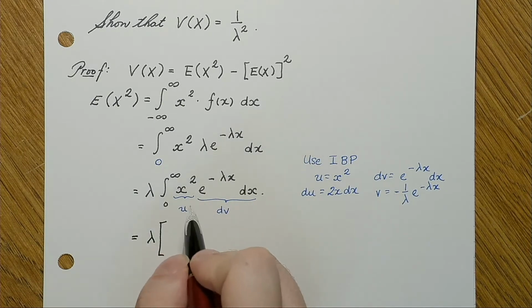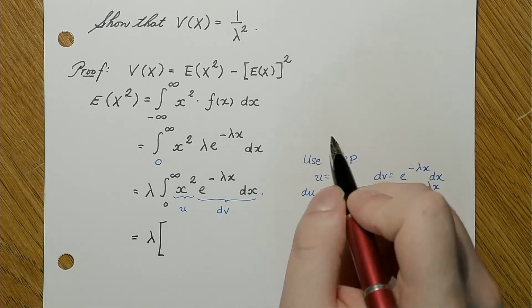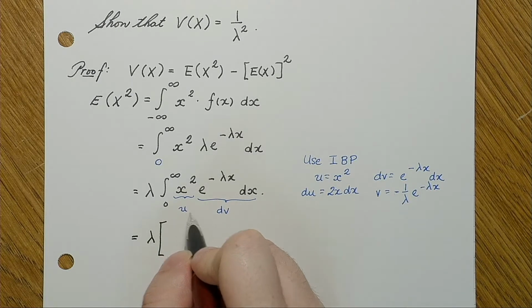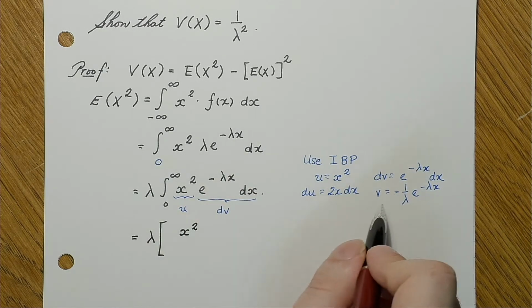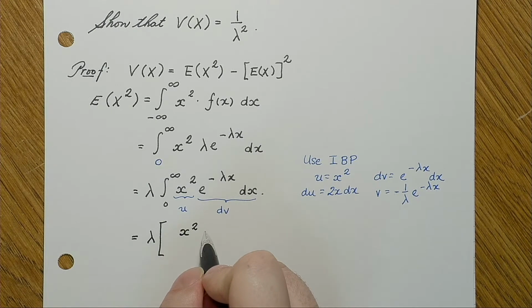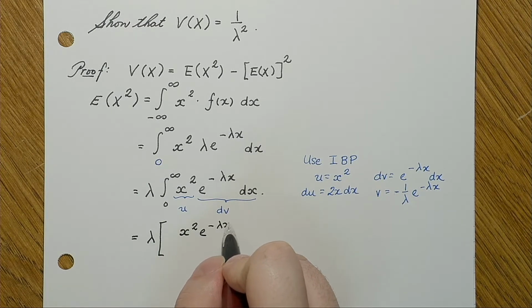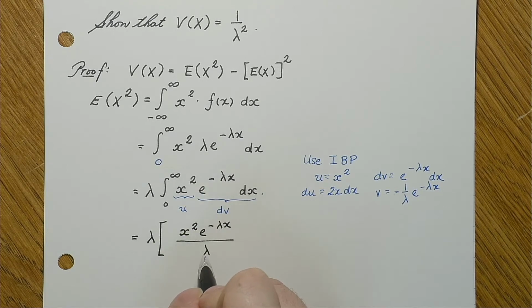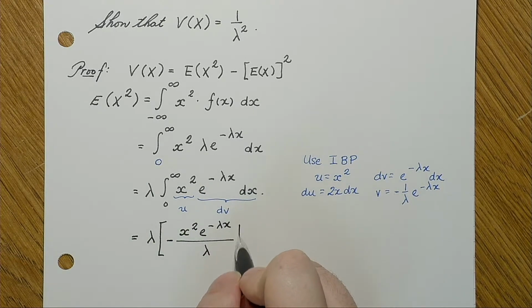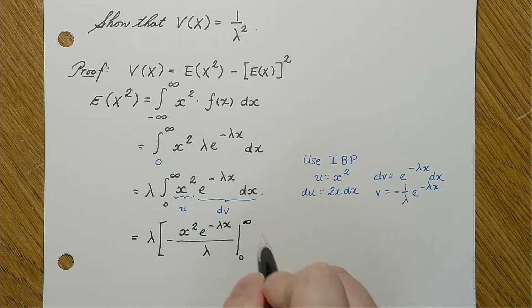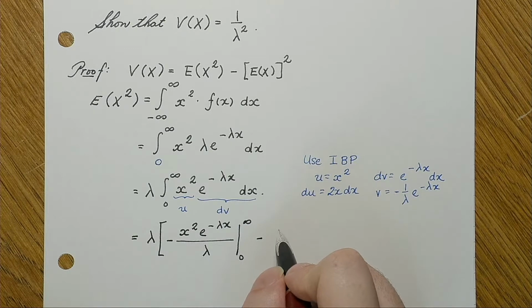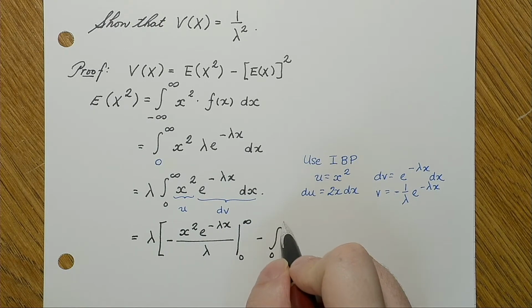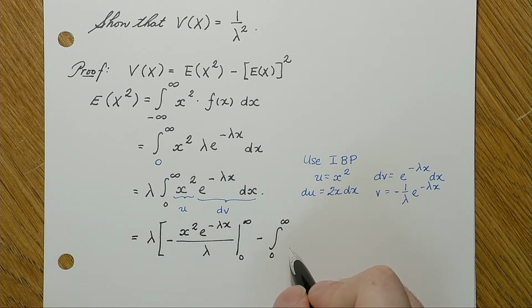So in this part, I need to have my integral of u dv equal to uv, so it's x squared times v, so that's e to the minus lambda x all over lambda. And that needs to be evaluated from 0 to infinity minus the integral from 0 to infinity of v du.